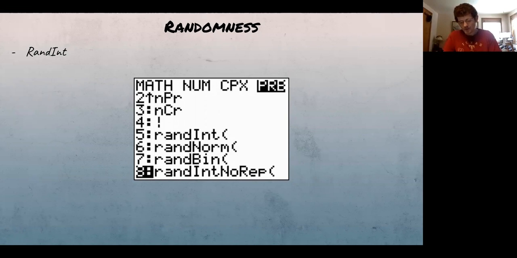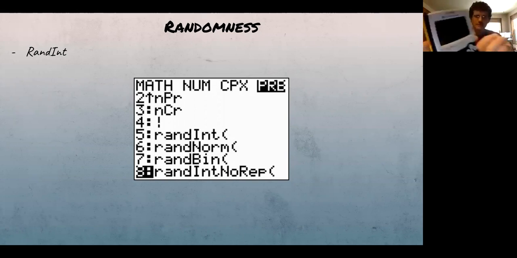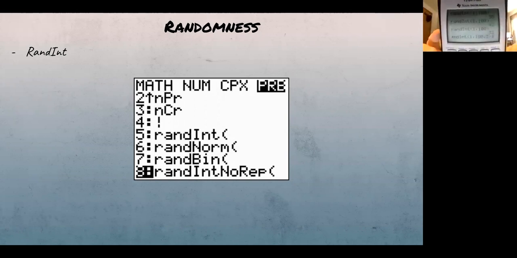Now, there's another thing we could do. If you go back to math, probability, random integer, if you do a new random integer, you could do 1 to 100, but let's say you wanted to get 3 numbers that were all random. So I could do 1 to 100 like this. Sorry, it's down to the bottom. 1 to 100. And then I could do another comma and put 3 in. So that's going to generate 3 random numbers between 1 and 100.